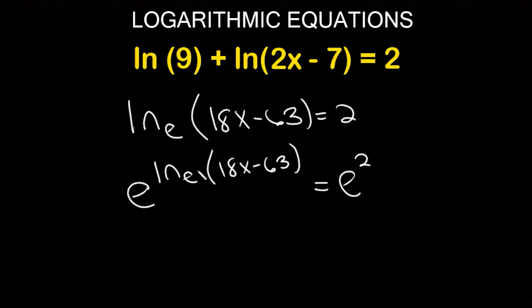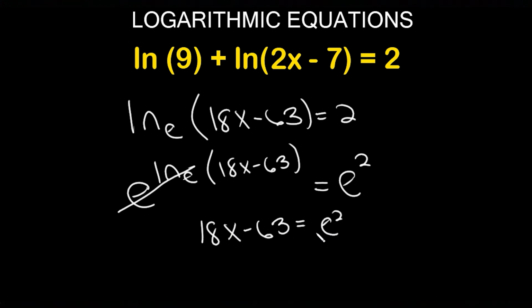Now we can apply the inverse property. This will cancel because I have a base of e and my natural log has a base of e. So again, the inverse property can be applied here. And now I'm left with 18x minus 63 equal to e to the second power.